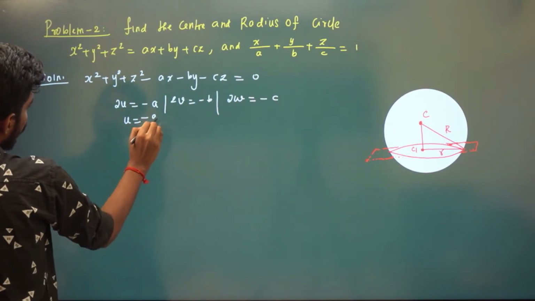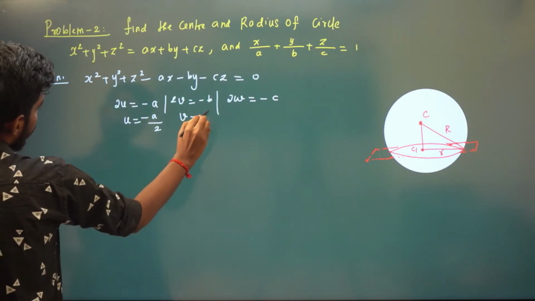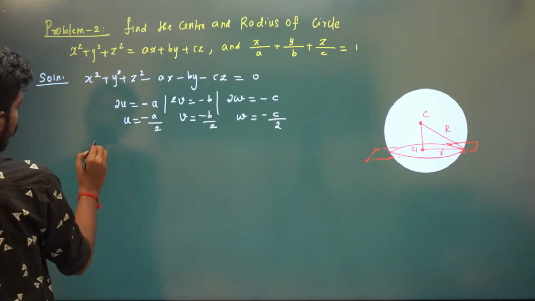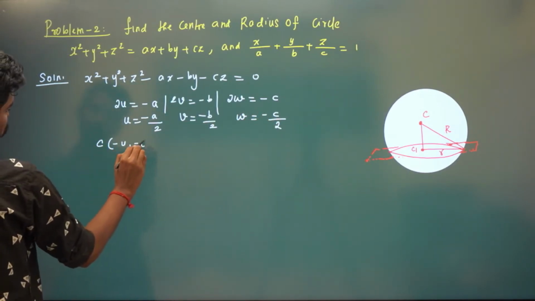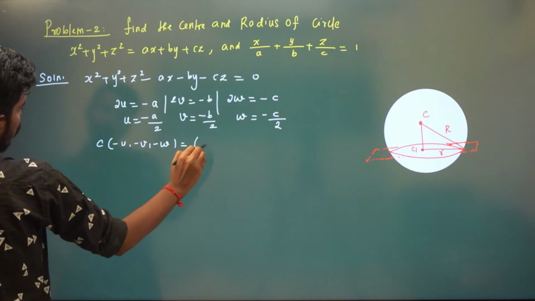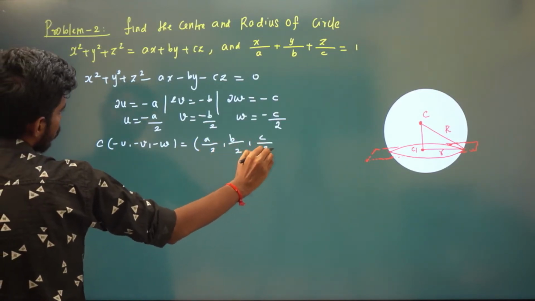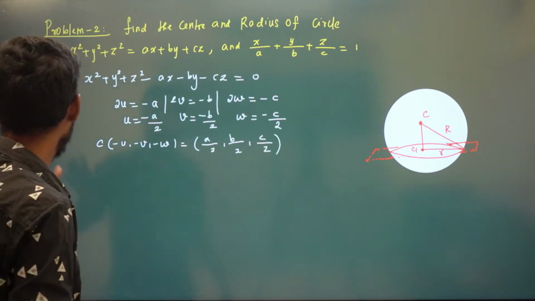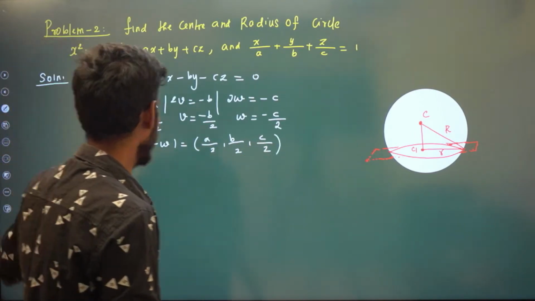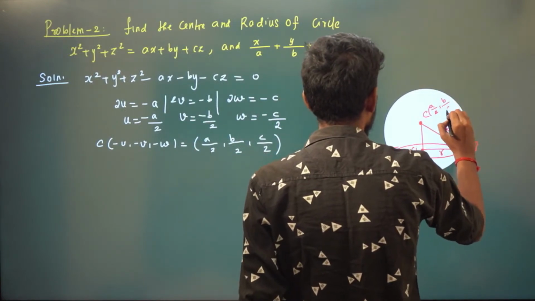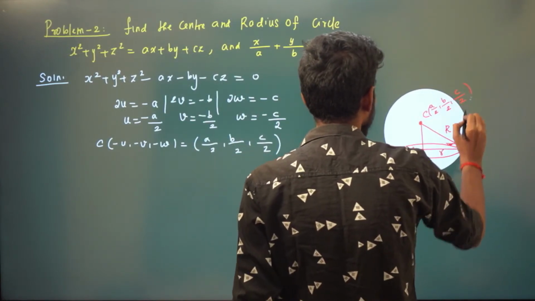So we have u to be minus a by 2, v to be minus b by 2, w to be minus c by 2. The center is minus u, minus v, minus w. So a by 2, b by 2, c by 2 is the center of the sphere. So this is a by 2, b by 2, c by 2.